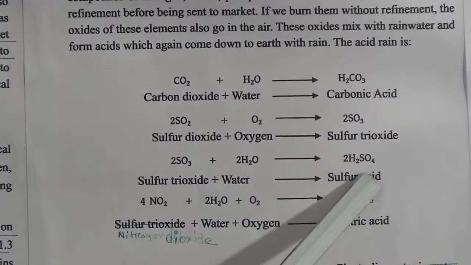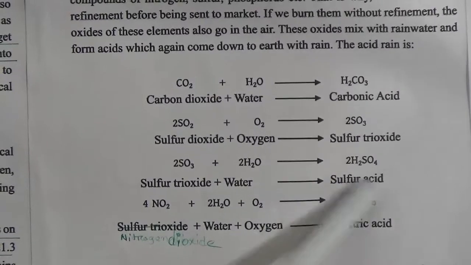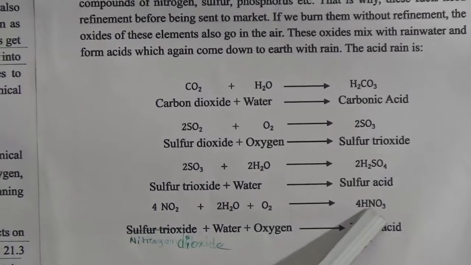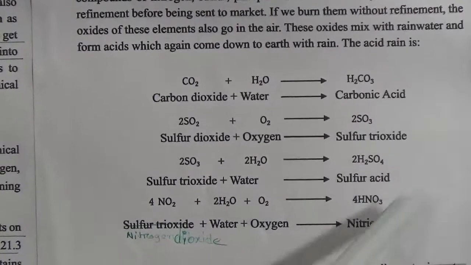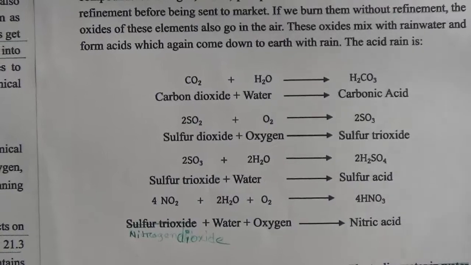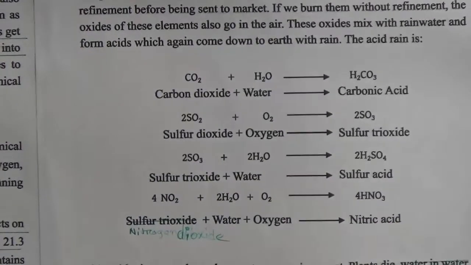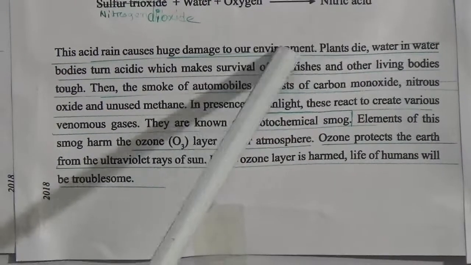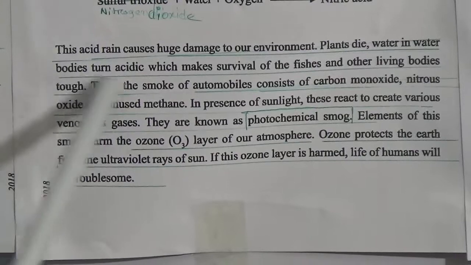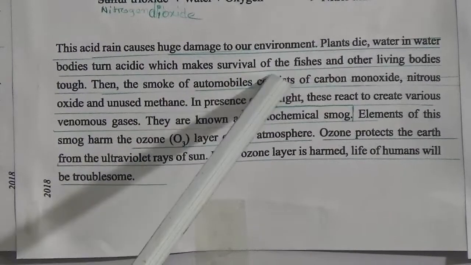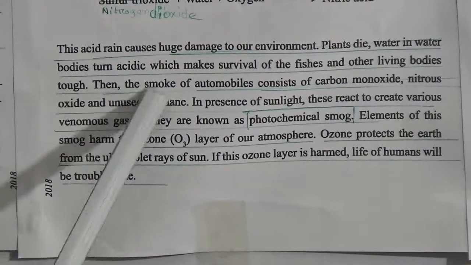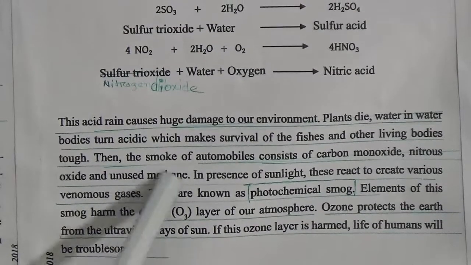sulfuric acid, or here they wrote sulfur acid, it will be sulfuric acid, and nitrogen dioxide, water and oxygen react with each other and produce nitric acid, and all these acids are harmful for the environment. Acid rain causes huge damage to our environment. Plants die, water in the water bodies turns acidic, which makes survival of fish and other living things tough. Then the smoke of automobiles consists of carbon monoxide, nitrous oxide and unused methane.